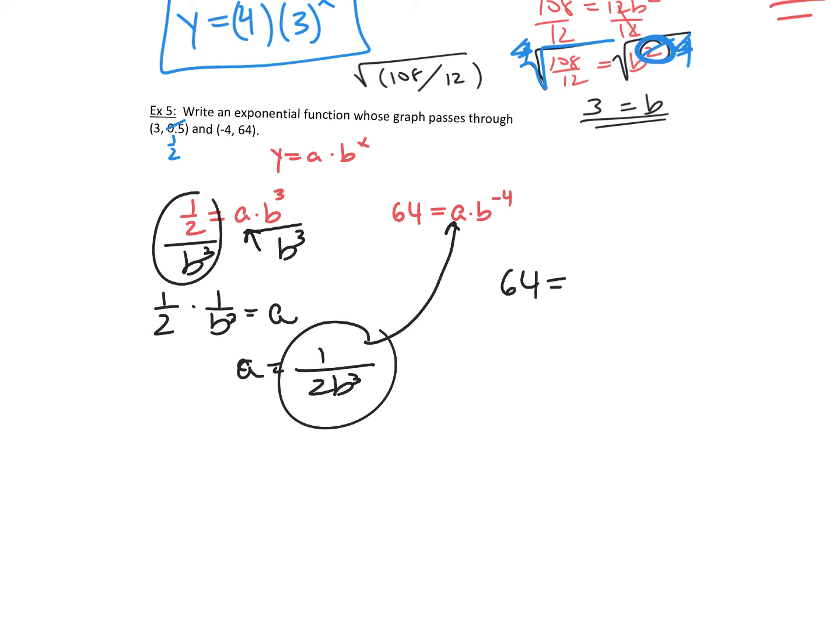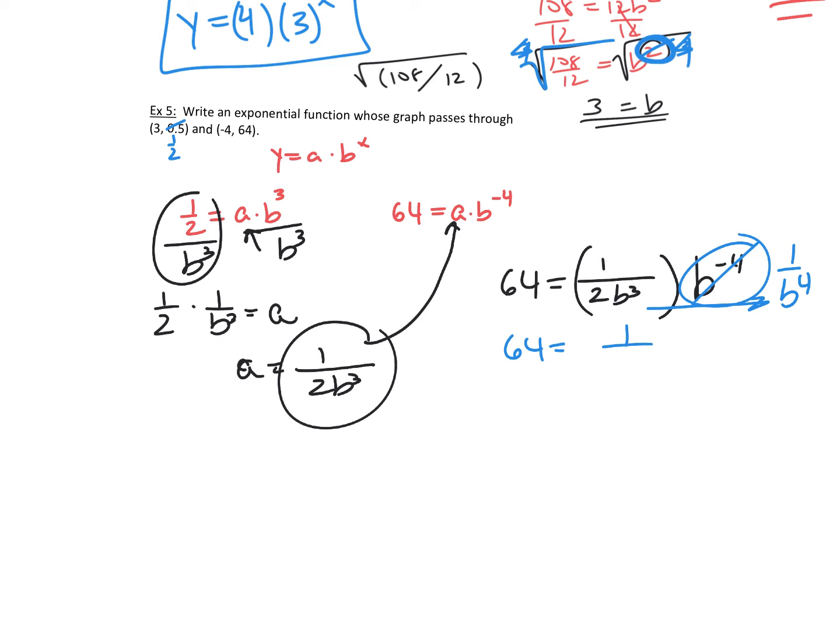I'm going to take this and substitute it in place of a in the second equation. So 64 equals 1 over 2b cubed times b to the negative 4th. Again, using all your understanding of exponents, and there are different ways of doing it, so I'm just doing it one way. b to the negative 4th is really 1 over b to the 4th, and I'm doing that so that I can multiply these. So I have 64 equals, 1 times 1 in the numerators, and the denominators are going to be 2b to the 7th.